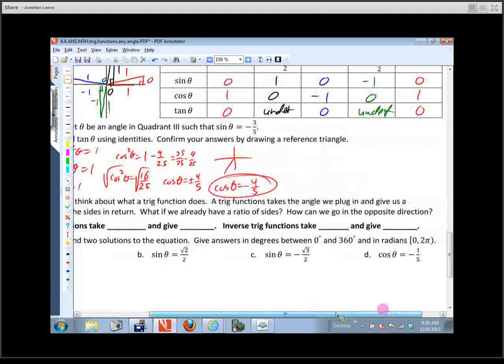Okay, once I know that, remember the tangent of theta is going to be the sine of theta over the cosine of theta, that quotient identity. So this is going to be -3/5 over -4/5. And lo and behold, remember we said in quadrant 3, all students take? The tangent should be positive there. And look at this, a negative over a negative is a positive. And I'm going to flip this one over. So this is going to be 3/4. So the tangent of theta is equal to 3/4. Okay. Any questions there?